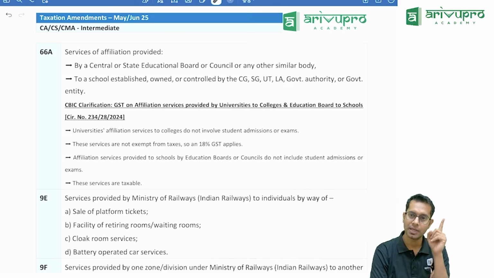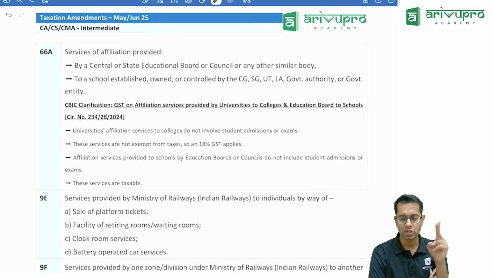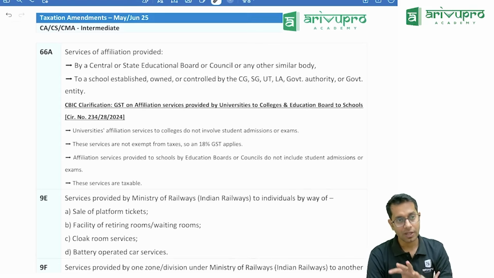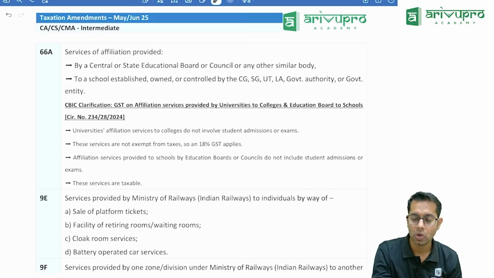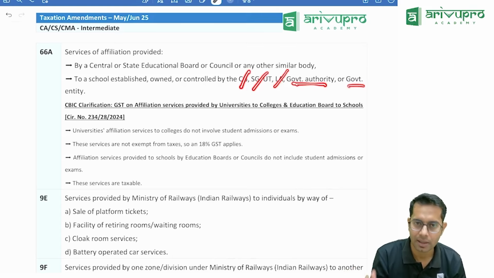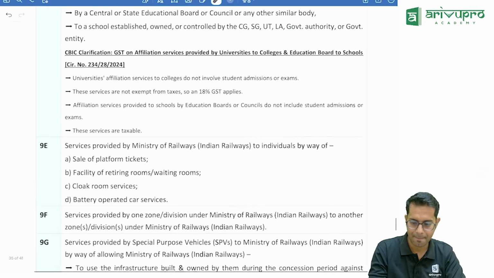So for that they are going to charge money. Who is going to charge money? Bangalore University is going to charge money. Karnataka State Board is going to charge money. CBSE board is going to charge money. So for that money GST is applicable. If that license is given to a central government school, state government school, local authority school, government authority school, then exemption is there.